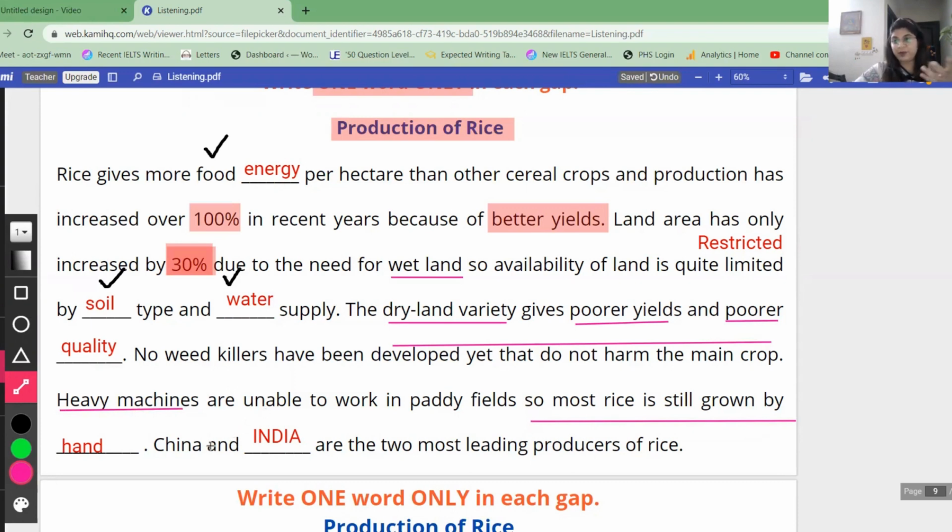After that, I was able to somehow predict the answer. When they talked about Asian countries, it was quite predictable. Like, China was written here, so India should be there. Okay, but don't go for your assumptions. Don't go for prediction the way I did. Always listen to the audio and then only mark the answer. So China and India were the two leading producers of rice. So this is how you are supposed to do it. But definitely, yes, it requires practice. So don't be lazy and keep practicing.